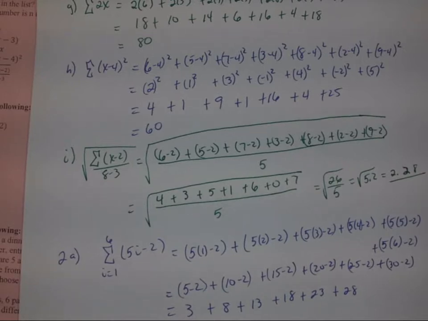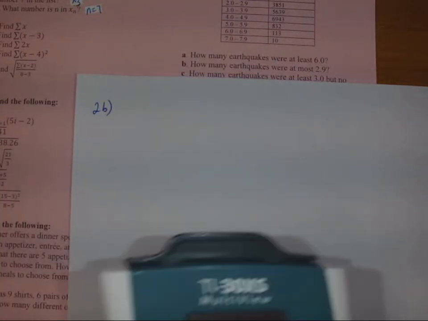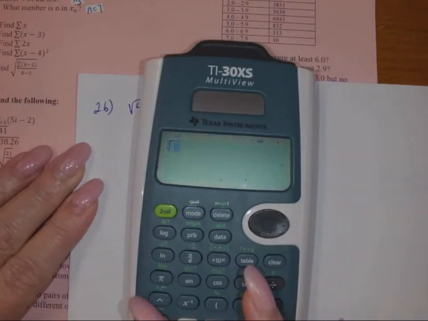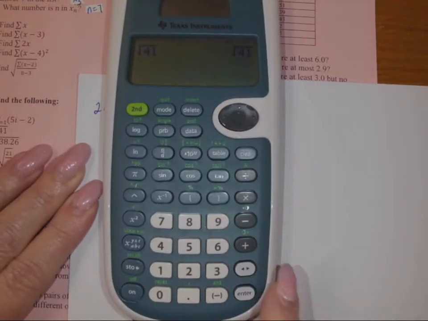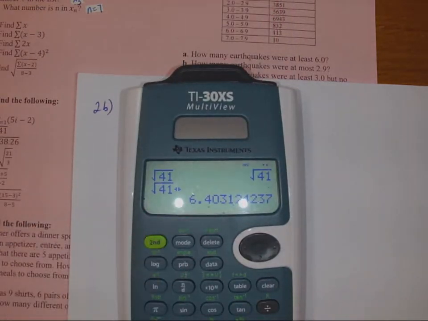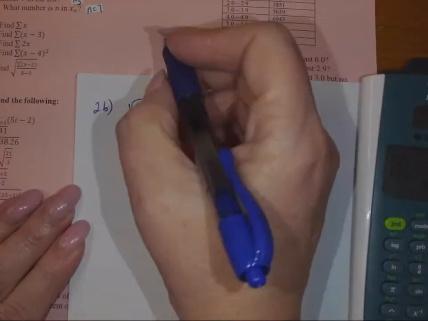So that's the end of the summations we're going to look at. Next, we're going to look at some radicals. So for our radicals, we are just looking for decimal approximations. So for part B on number 2, we are just going to take the square root of 41. When I take the square root of 41, my calculator will give me the exact form, so I need to hit this other double arrow button, and that will give me my decimal, 6.4031. We're going to go to 2 decimal places, so we'll end up with 6.40.